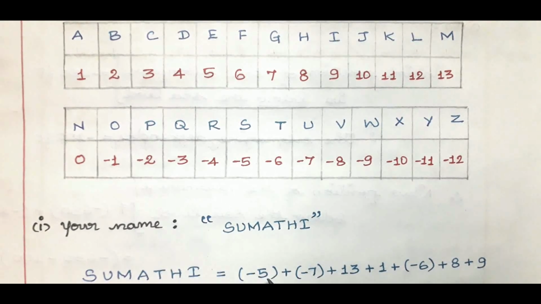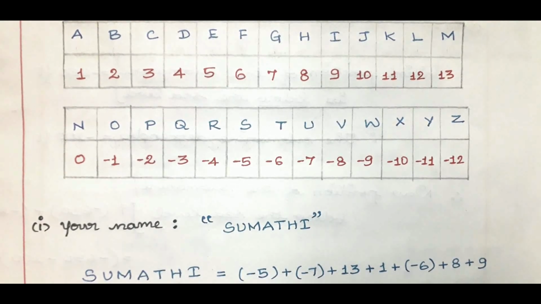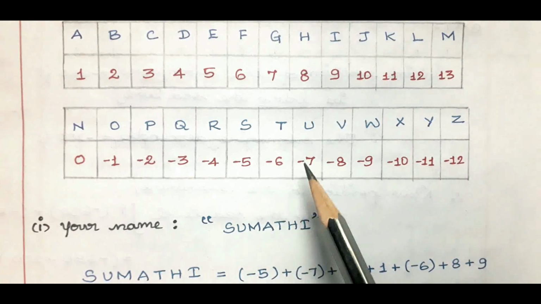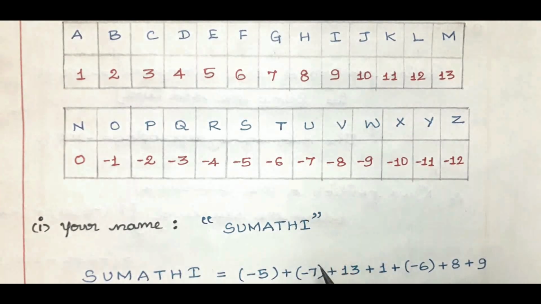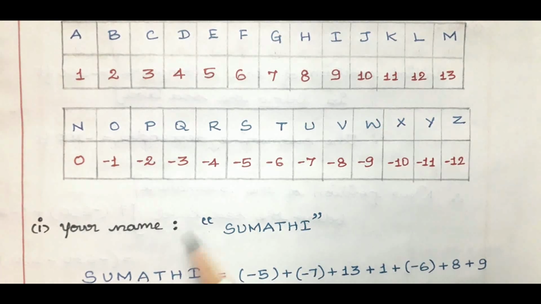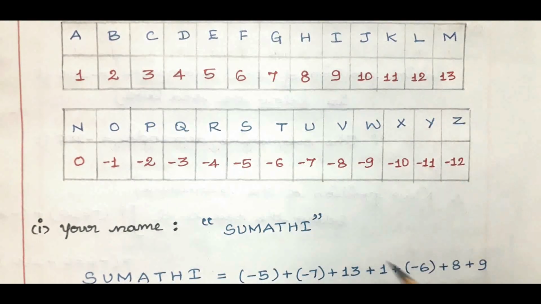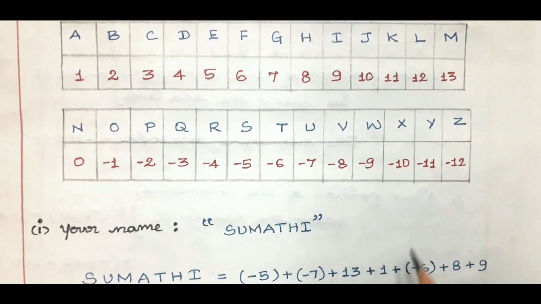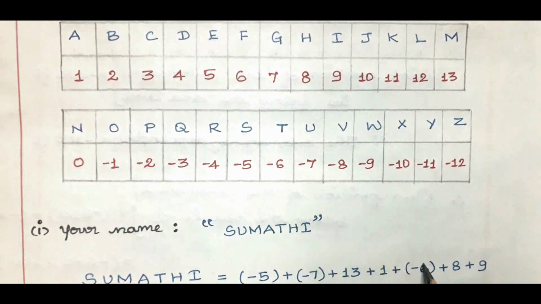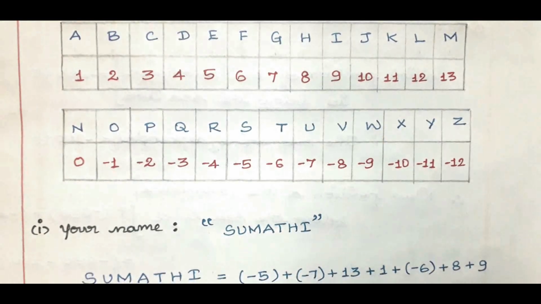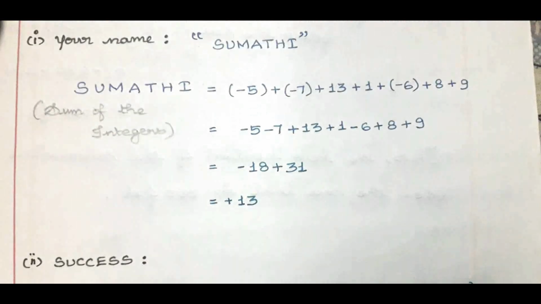Okay, so instead of S I have written minus 5, and for U they have given minus 7, so I represented it here with minus 7. Again, M is represented by 13, so I have written 13 here. A is represented with 1, so 1 here. And T is represented by minus 6, H is represented by 8, and I is represented by 9. Now we'll go for the sum of the integers.